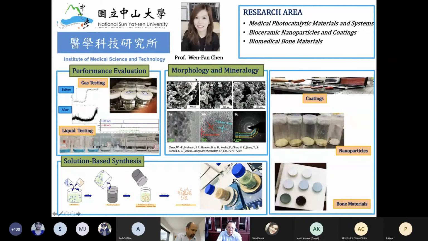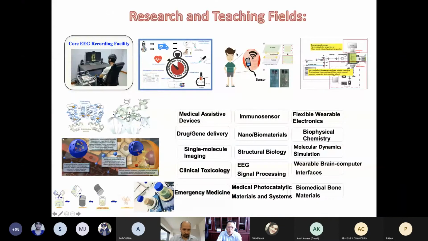And Professor Chen, her background is from material science. So right now she is trying to do photocatalytic materials and also bioceramics, nanoparticles and coatings. So she can synthesize them by herself, and they can make artificial bone materials, also using 3D printing to print ceramic-based implant bones. Okay, so all these research topics are very interesting.